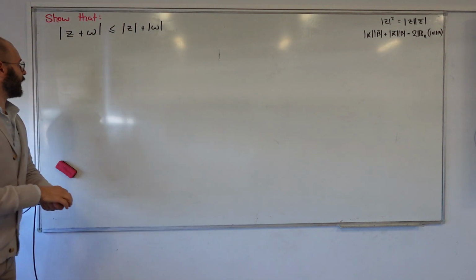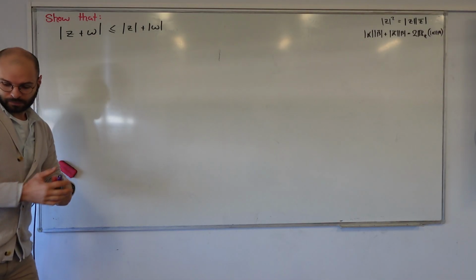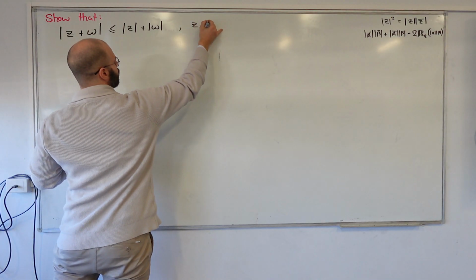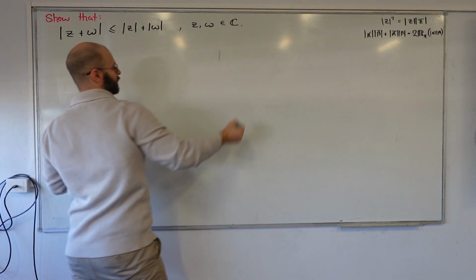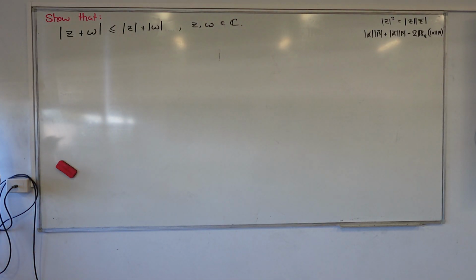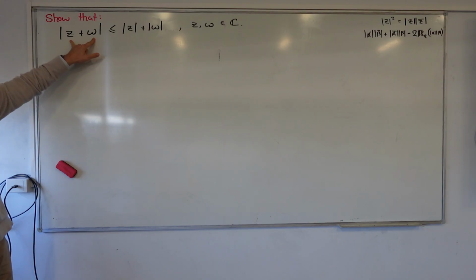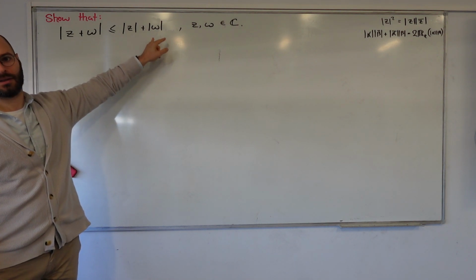What we're going to prove today is called the triangle inequality. It states that suppose Z and omega are two complex numbers, so they're going to have a real component and a complex component. The idea is that if you take the modulus of the sum of Z and omega, it will turn out to be less than or equal to the modulus of Z plus the modulus of omega.